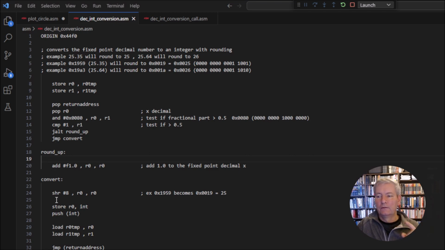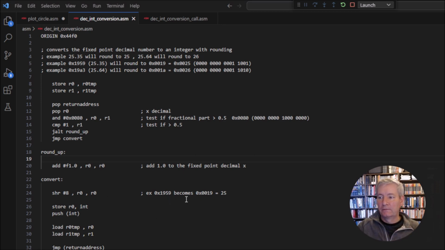Now, in order to do the conversion, remember we're converting from the fixed point just to an integer value. So if we shift the entire value 8 to the right, then we're going to get rid of the 8 least significant bits which contain the fractional part, and we'll be left with only the 8 bits for the integer part.